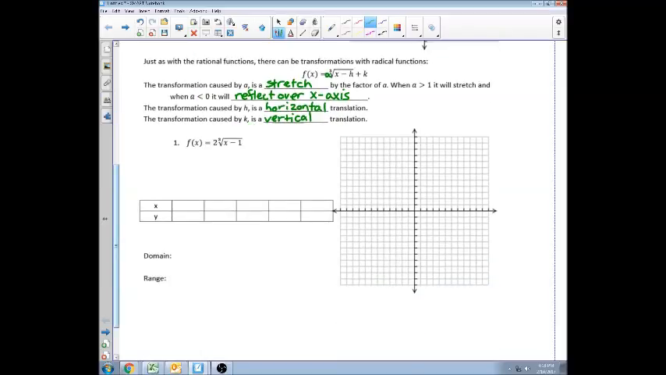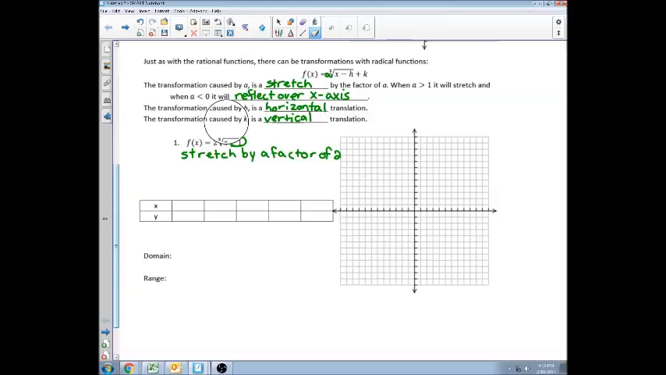Now, just like with our square root functions, we need to look at each piece and tell what it's going to do. So the first thing I run into is this 2. Since it is in front of my cube root, it's going to stretch my function by a factor of 2. The next thing I'm going to run into is this -1. The -1 inside of the cube root is going to be my horizontal translation. And always our horizontal translation, we're going to go opposite the sign, so it will be right 1.